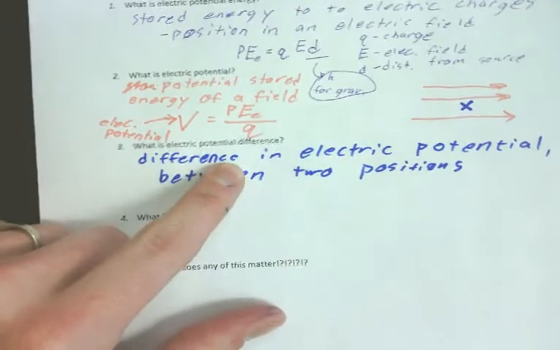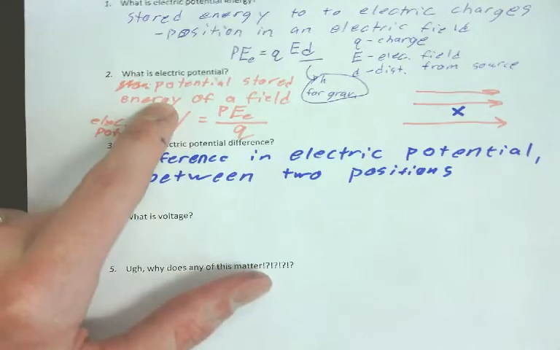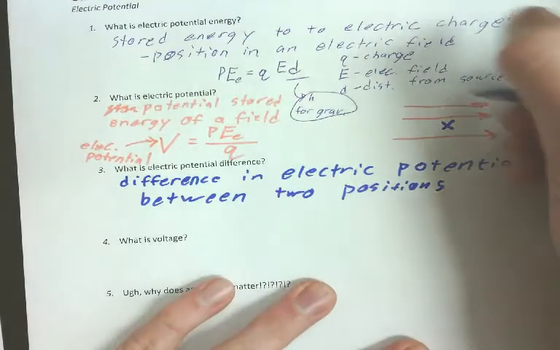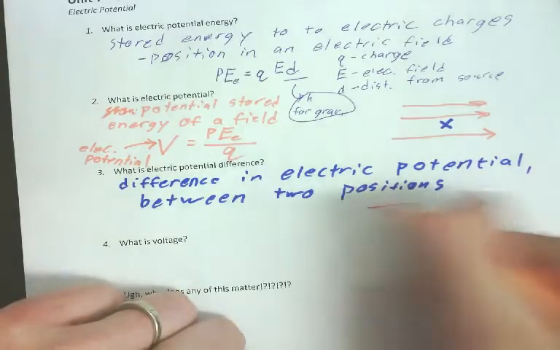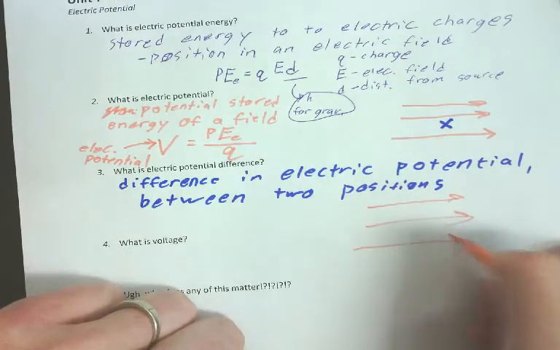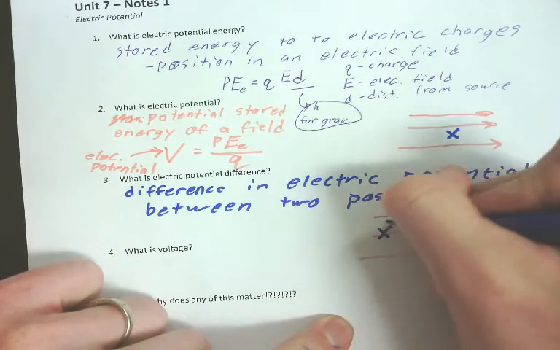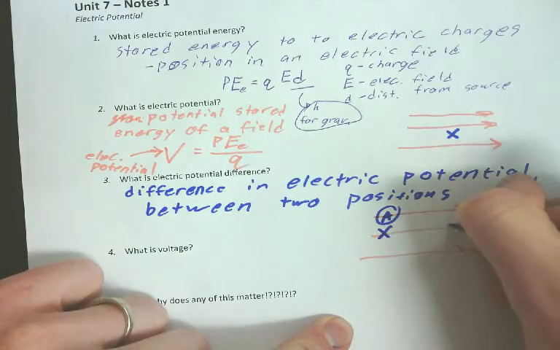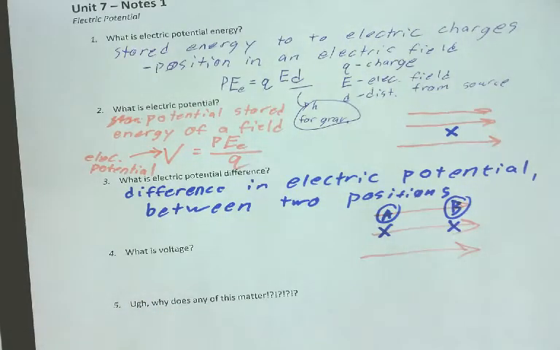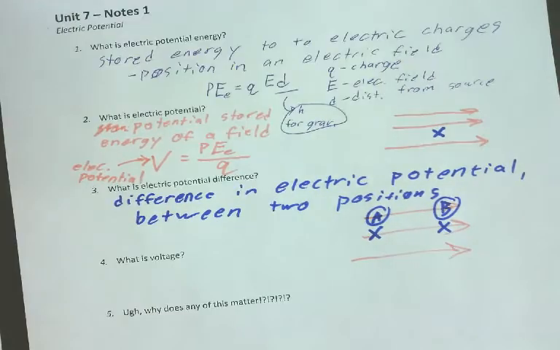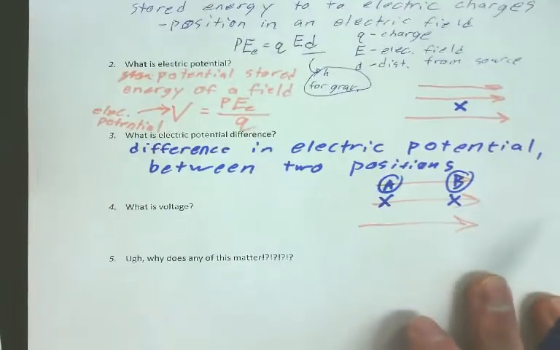Electric potential difference is just a more specific version of electric potential. It's saying, if I have my field here still, what's the difference between A and B? That's all it is. How much electric potential is at A compared to how much electric potential is at B?